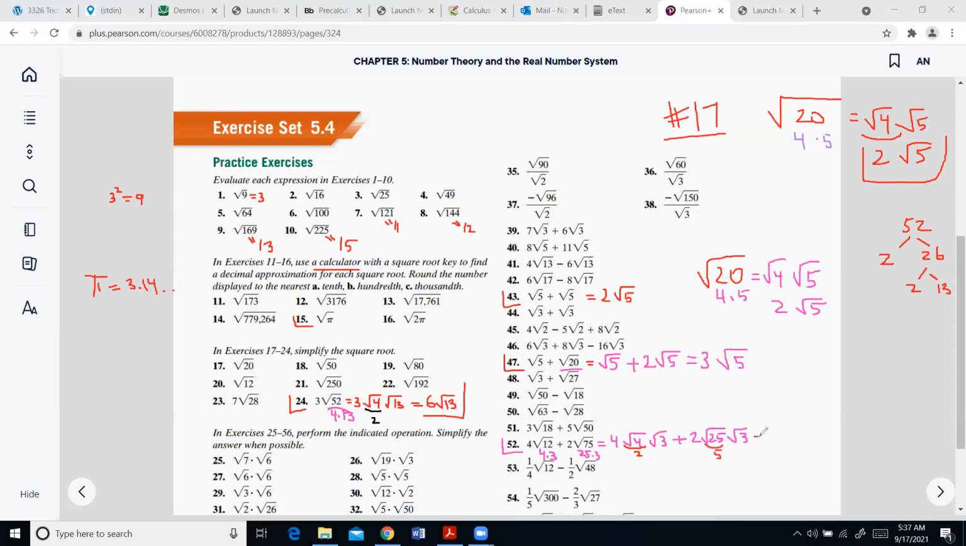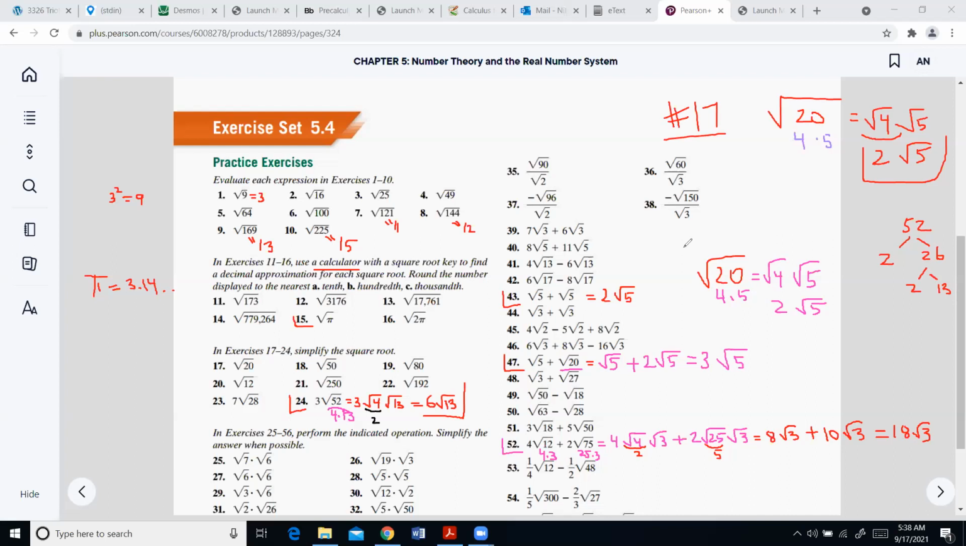So what I get now is 4 times 2, 8 radical 3. Do you see that? 8 radical 3, added with 2 times 5, which is 10 of this radical 3. So what's the answer? How many radical 3? 18, right? 18 times square root of 3, 18 radical 3. So like radicals, that's all we care about. That's interesting, right?